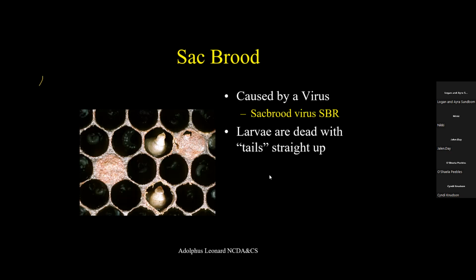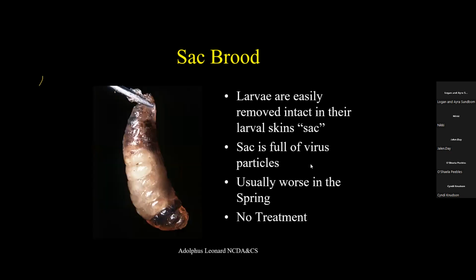This is a sick larva. It's dead. You notice it's not as discolored as the other disease, but it does have that heads up, tails up appearance. If you put a probe in there and you get an intact one, you can remove the whole thing with the contents in a sac, which would have been the bee's beginning exoskeleton. And so that's why the common name is sacbrood. It's full of viral particles. It's usually worse in the spring. There is no treatment for it. It's a virus. We don't have any viral treatments, but it's worse in the spring and it's stress related. Sometimes it'll show up along with European foulbrood, which is another stress related disease.